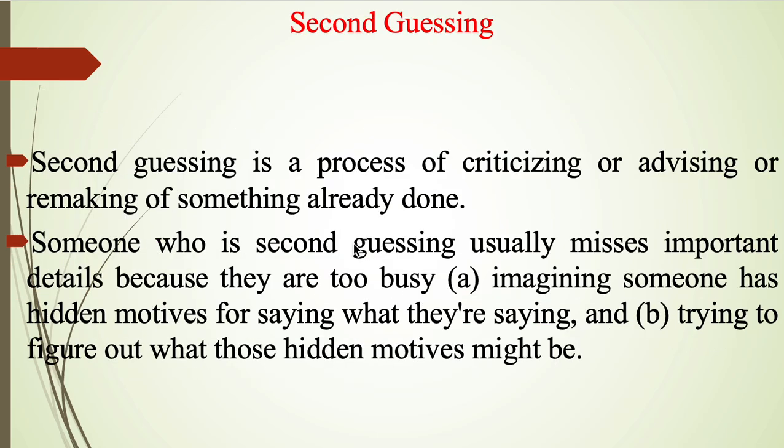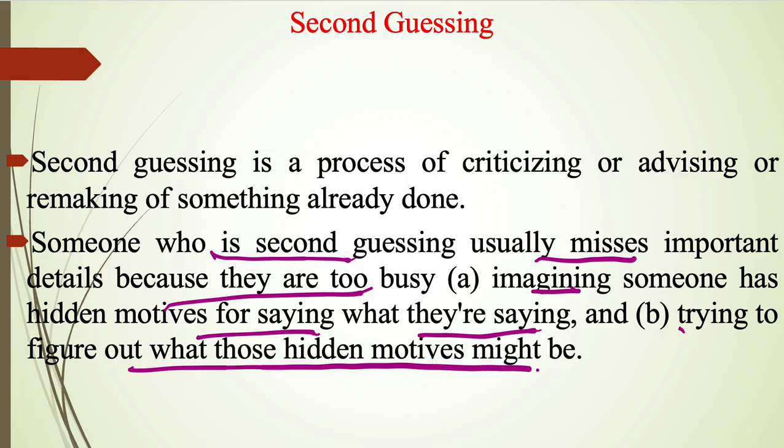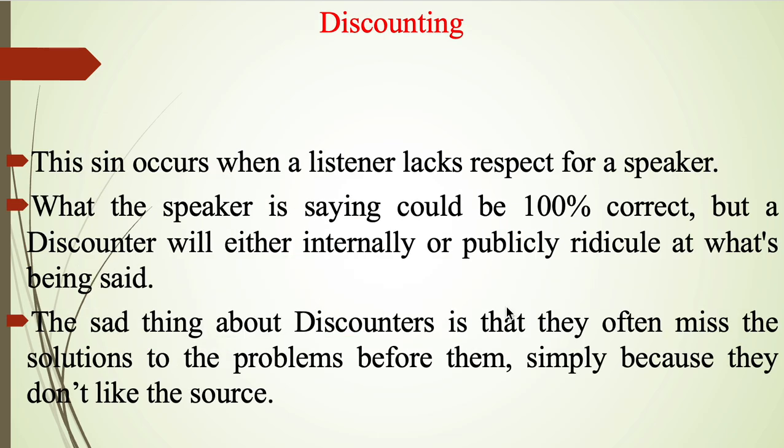Second is second guessing. Second guessing is the process of criticizing or advising or remaking something already done. Someone who is second guessing usually misses important details because they are too busy imagining someone has hidden motives for saying what they are saying, and trying to figure out what those hidden motives might be. So, second guessing is a process of criticizing or advising something which is already done by another person.